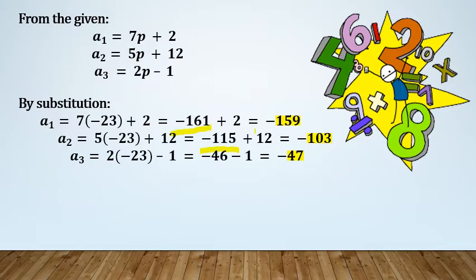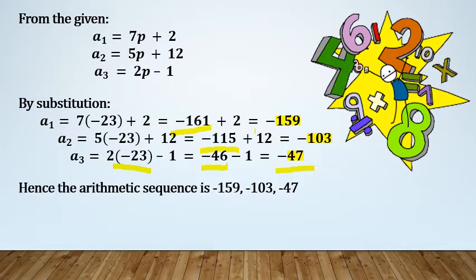A sub 3, 2p minus 1. Yung p papalitan ulit ng negative 23. 2 times negative 23 equals negative 46 minus 1. Negative 46 minus 1 equals negative 47.